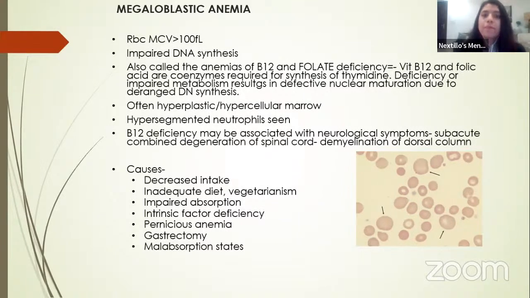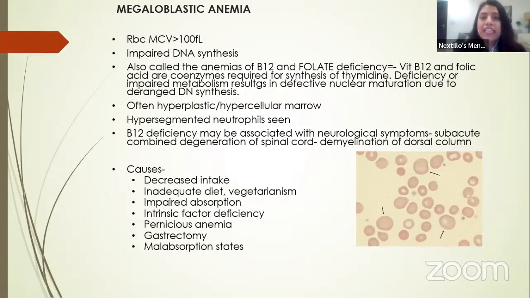Now, deficiency or impaired metabolism results in defective nuclear maturation because of the deranged DNA synthesis. The DNA is not being formed properly, because of which the nuclear maturation will be delayed. The RBCs are not being formed properly, so the body will try to compensate by releasing more hormones, which will try to synthesize more RBCs. So we find a hyperplastic or hypercellular bone marrow in megaloblastic anemia.